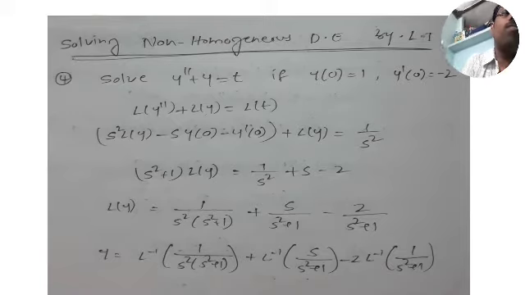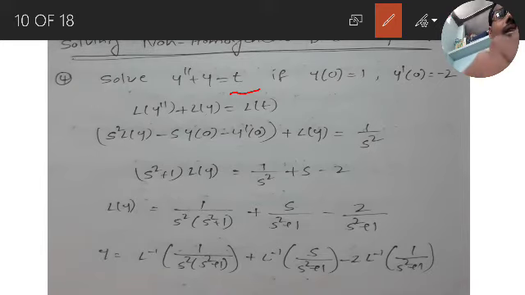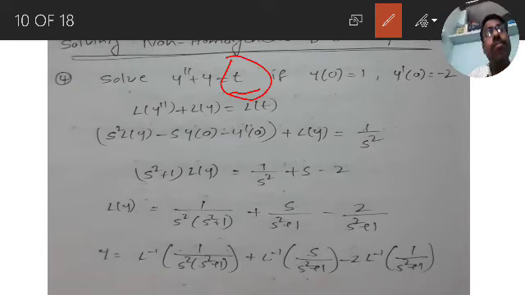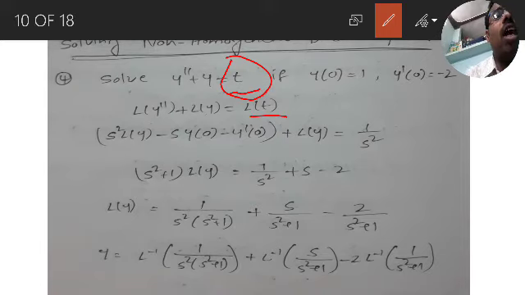So, first step: see, the right hand side is the function t, therefore it is non-homogeneous. If the right hand side is 0, then it is homogeneous. Now, it is not 0, therefore it is non-homogeneous. What to do? First of all, apply Laplace transform on both sides of the given differential equation, that is L of y double dash plus L of y is equal to L of t. In homogeneous, it is always L of 0, that is 0, but here it is L of t.